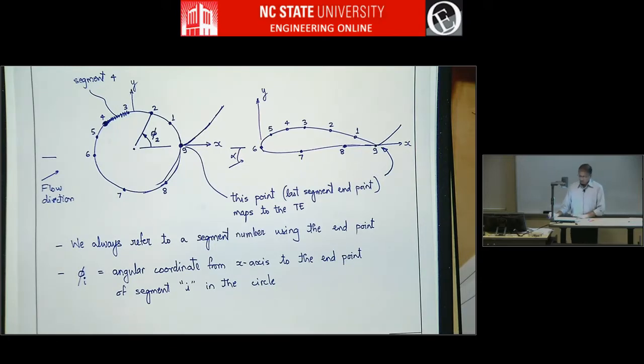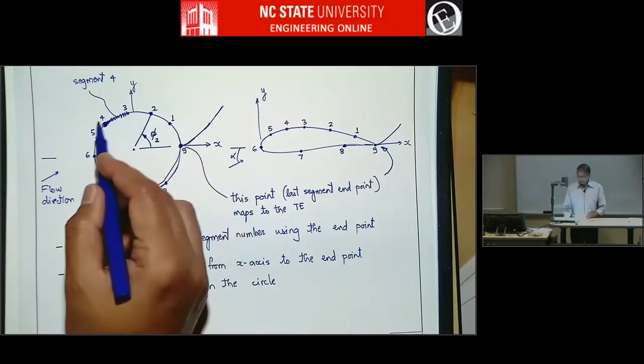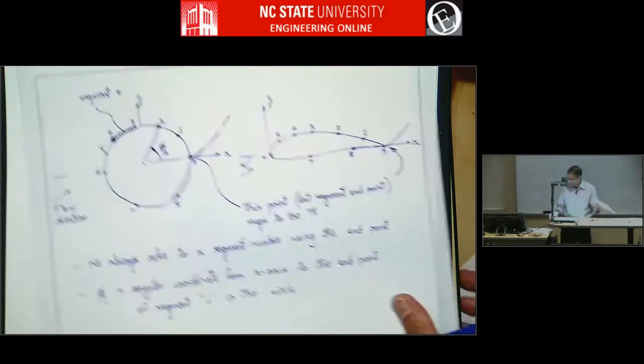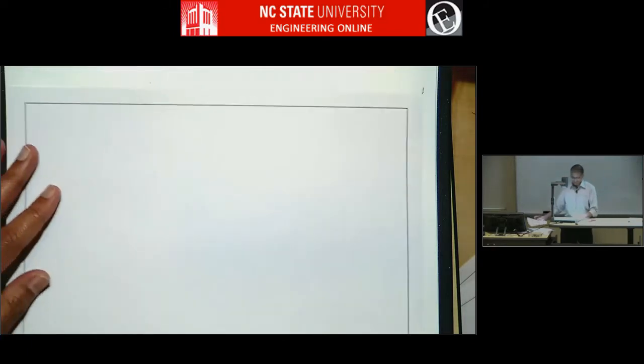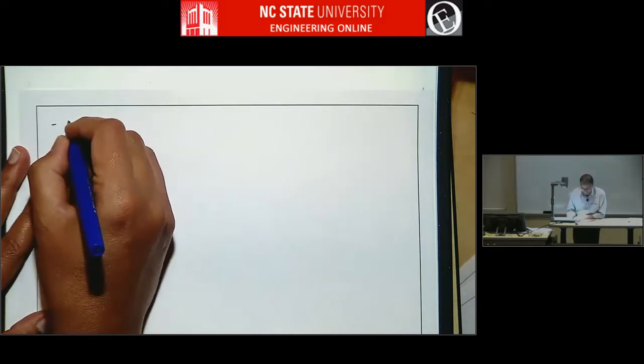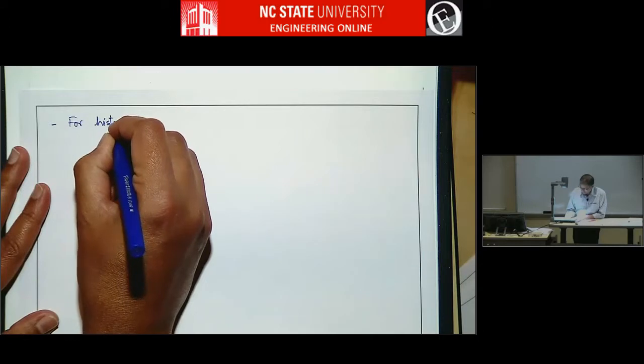Okay, so what is phi 9? So this is phi 1, phi 2, phi 3, the angles of these things. What is phi 9? 360, right? It's a gotcha question. You think it is 360, but it's not. And there is no real good reason for that.